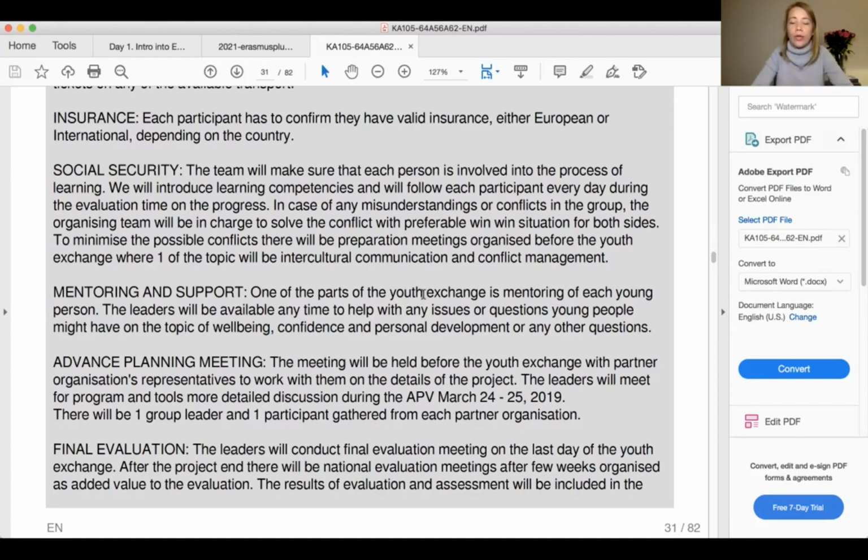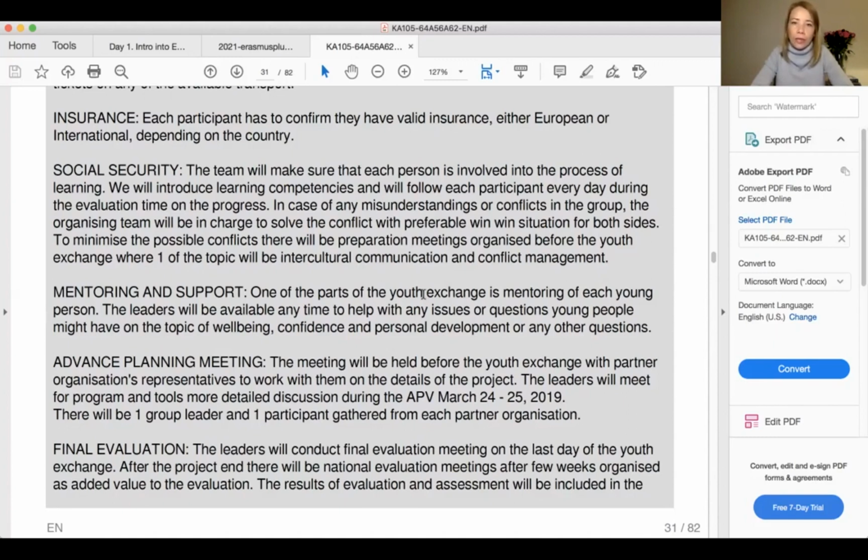Mentoring and support is also a very important part, especially if you have young people with fewer opportunities. And actually now you can get extra 100 euros per participant with fewer opportunities. And you should use it here for mentoring and support activities and help with their well-being, confidence, personal development, and any other questions that may arise.